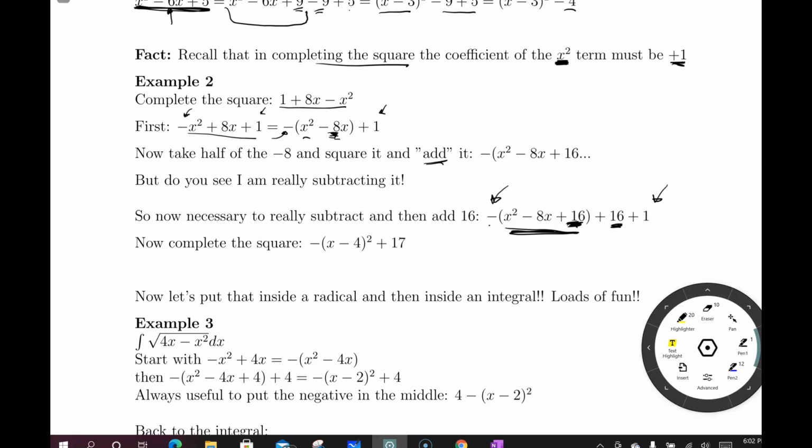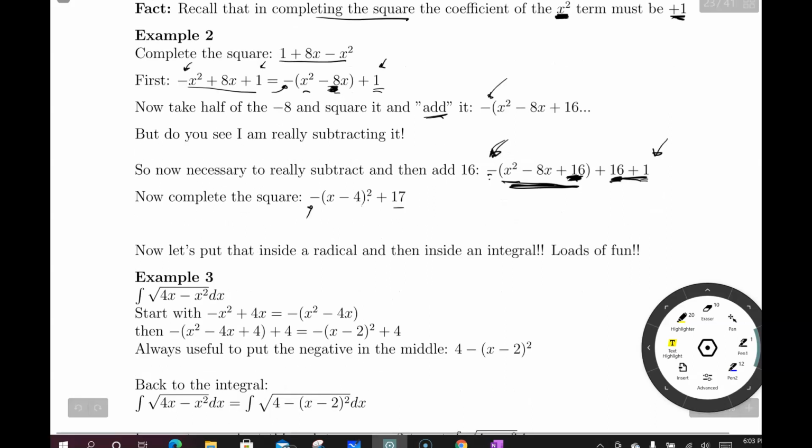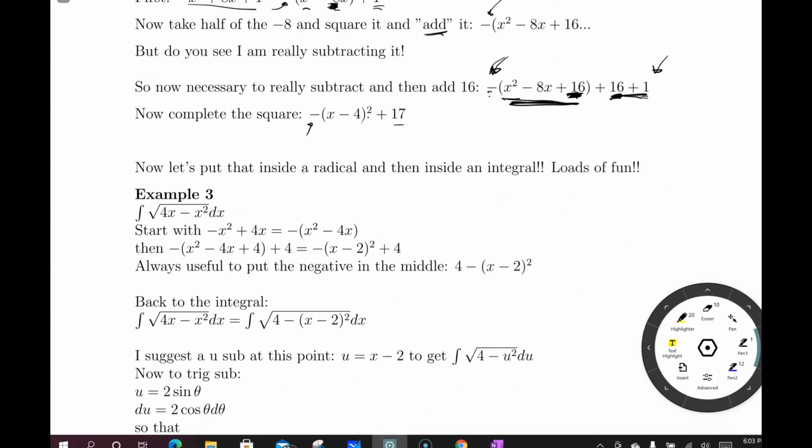So let me go over that again. Since I'm adding 16 to make the square, this negative sign on the front, right here again, says I'm really subtracting 16, so I have to add 16. This 1 carries along from before. So this gives me, with the negative in front, (x minus 4) quantity squared plus the 17. Shoo! Okay, so now let's make it really confusing.